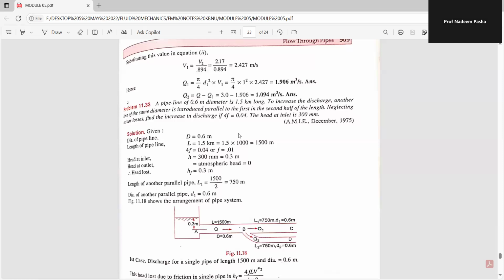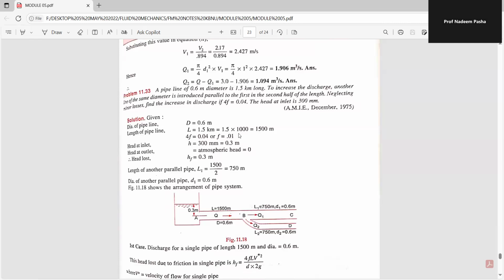Head loss is given to us as 0.3 meter. Now you see, the length of the other parallel pipe, L1, is equal to 1500 divided by 2, so it comes out to be 750 meter. The diameter of the other parallel pipe, D1, is equal to 0.6 meter. This figure shows the arrangement of the pipe system.